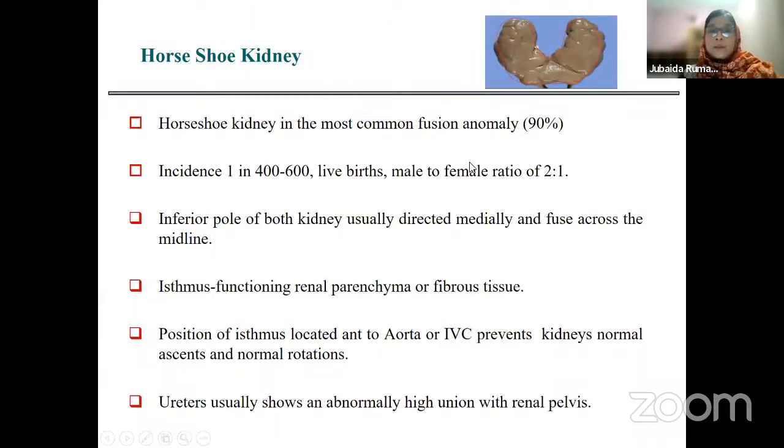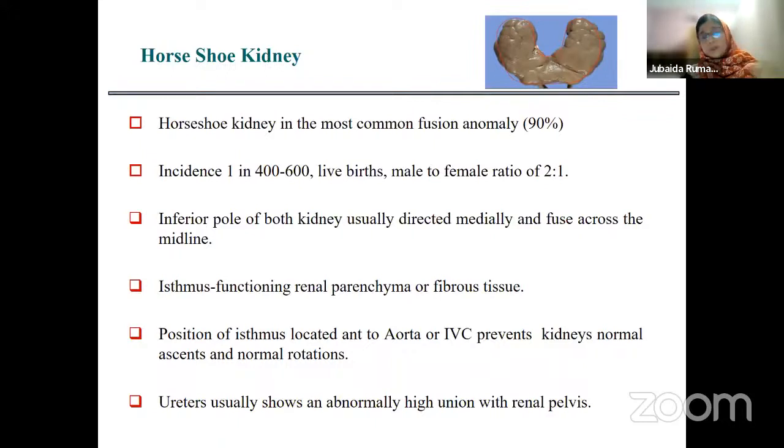So horseshoe kidney is the most common fusion anomaly, around 90% of all fusion anomalies. The incidence is 1 in 400 to 600 live births, and males are more commonly affected, around twice as much as females. Here, the inferior poles of both kidneys are usually directed medially and fuse across the midline. This portion is the isthmus. This could be renal parenchymal fusion, or sometimes it's a fibrous tissue portion.